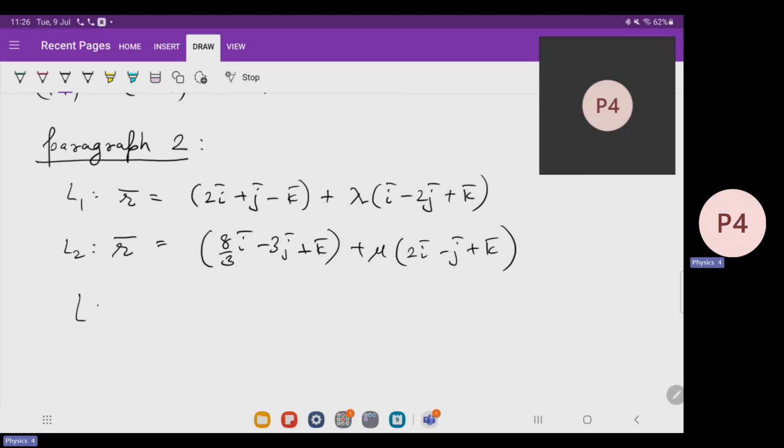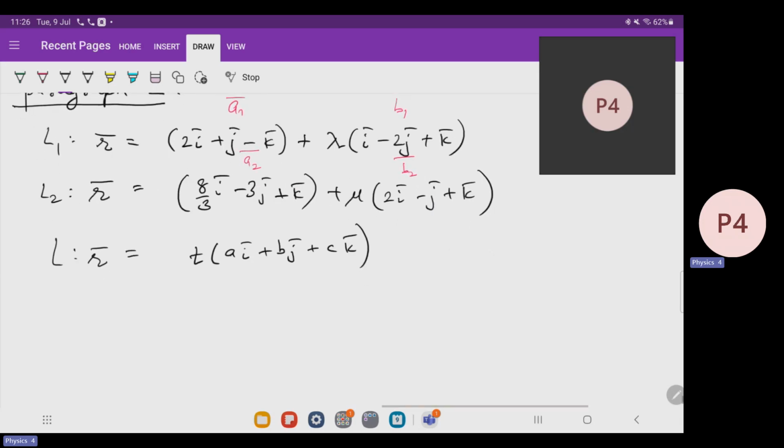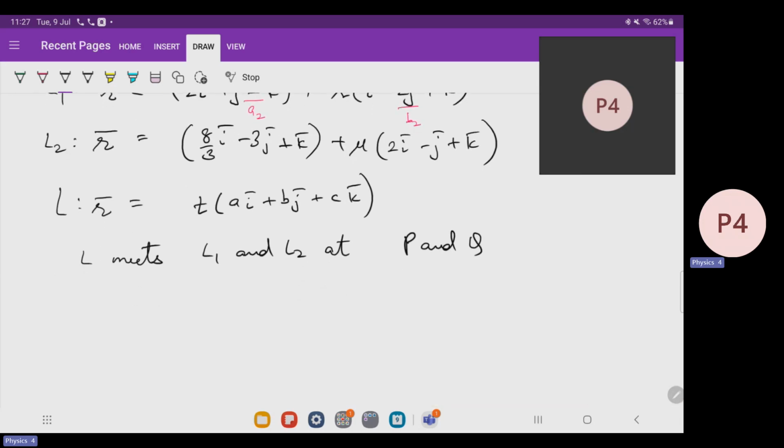So there is a line L. Let us take r bar. Since it passes through the origin, a bar becomes 0. Let us take this as a1 bar, b1 bar, a2 bar, b2 bar. Now a3 bar is 0, so it will be, let us say, t times (a i bar, b j bar, c k bar). Now L meets L1 and L2 at P and Q respectively. Okay, question number 50.